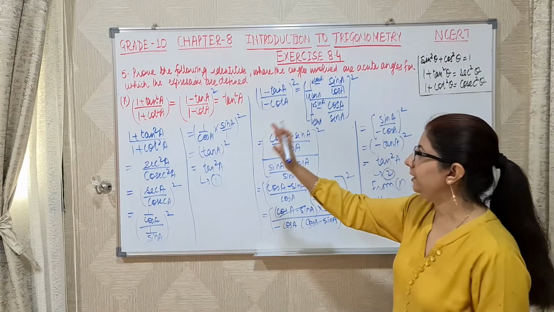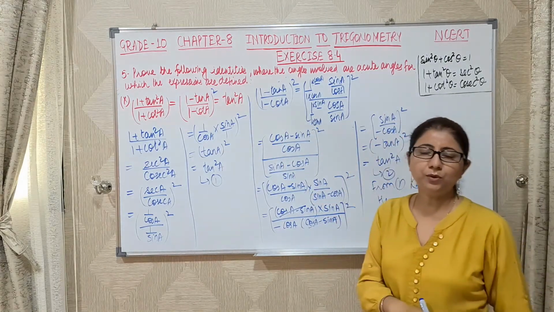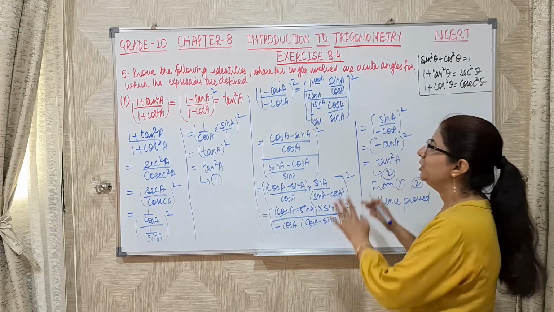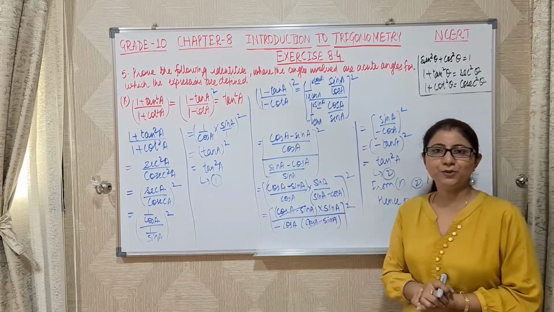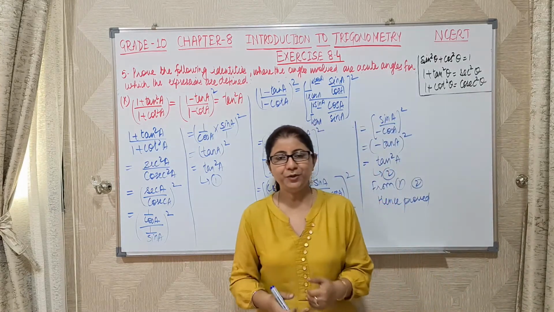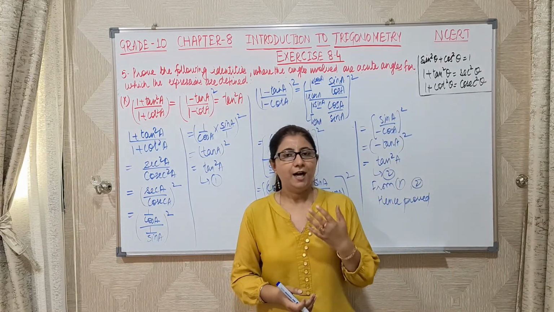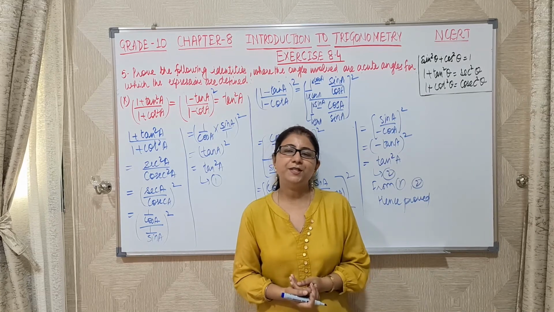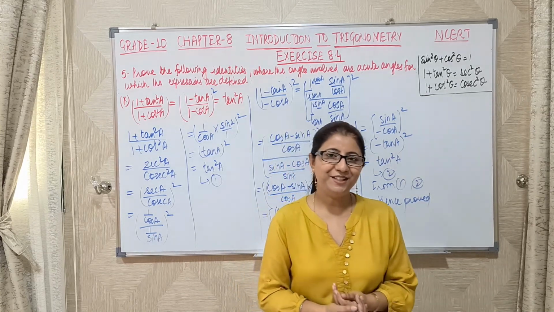From 1 and 2 each thing is equal to each part. Okay. So I hope this part is also clear to you. With this part our chapter number 8, that is Introduction to Trigonometry, is over. I hope you understood all the concepts and all the questions are clear to you.